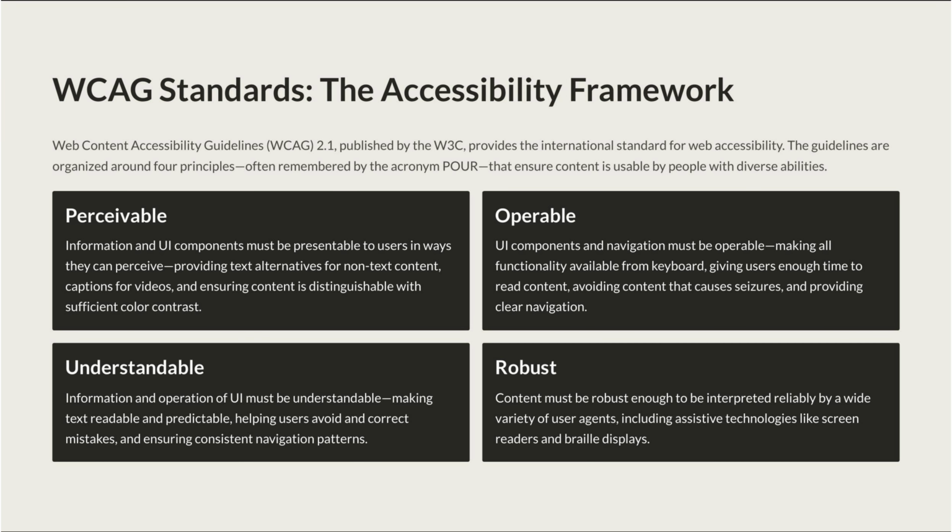Web Content Accessibility Guidelines, WCAG 2.1, established by the World Wide Web Consortium, W3C, are structured around four principles: perceivable, operable, understandable, and robust, POUR. These principles ensure accessibility by providing text alternatives, keyboard operability, readable text, and compatibility with assistive technologies, making digital content usable for people with diverse abilities.